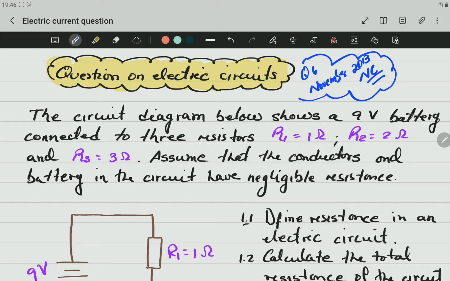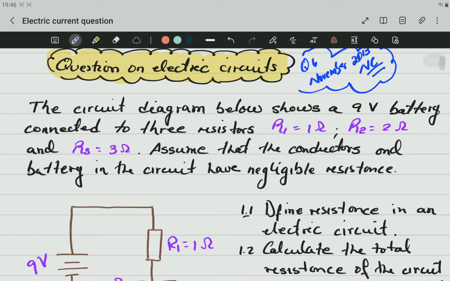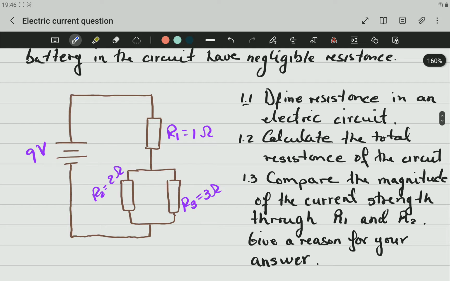Now this question said the circuit diagram below shows a 9-volt battery connected to 3 resistors R1, R2 and R3. Assume that the conductors and batteries in the circuit have negligible resistance. So we have the battery, we have 3 resistors, and there is no internal resistance in either the battery or the conducting wires. 1.1 Define resistance in an electric circuit. 1.2 Calculate the total resistance of the circuit. 1.3 Compare the magnitudes of the current through R1 and R2. Give a reason for your answer.